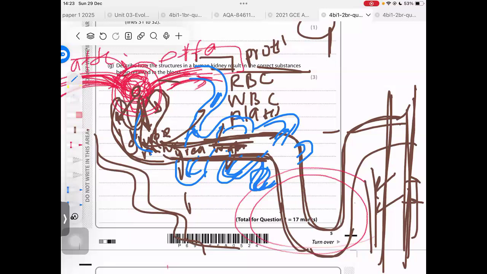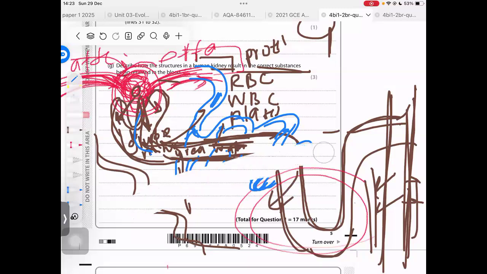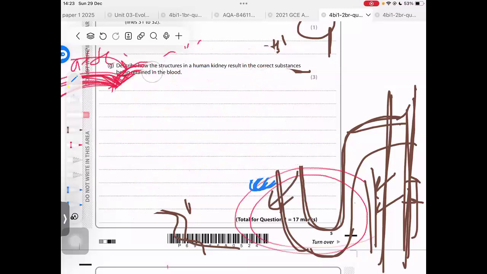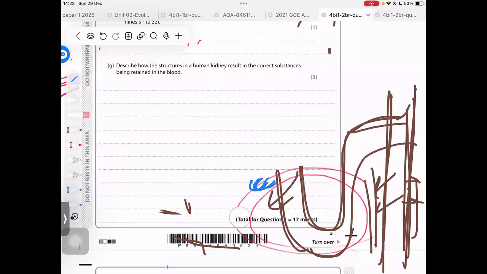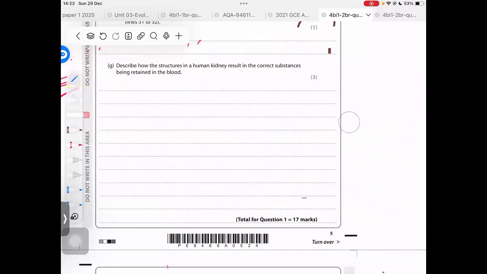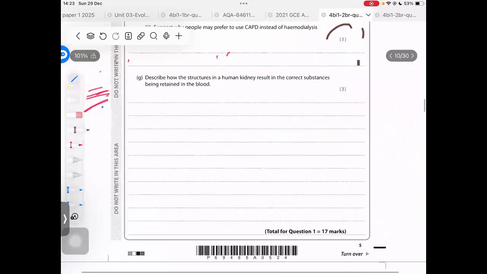In a healthy person, glucose will be retained in the blood. Glucose will be taken back into the blood. Right. So how do you write the answer? You have to start from the glomerulus. You have to describe, right? When you describe, you have to describe the whole process of this filtration which is taking place inside the kidney.